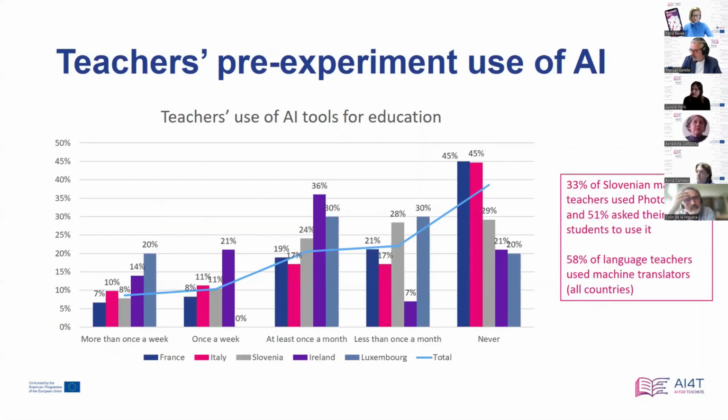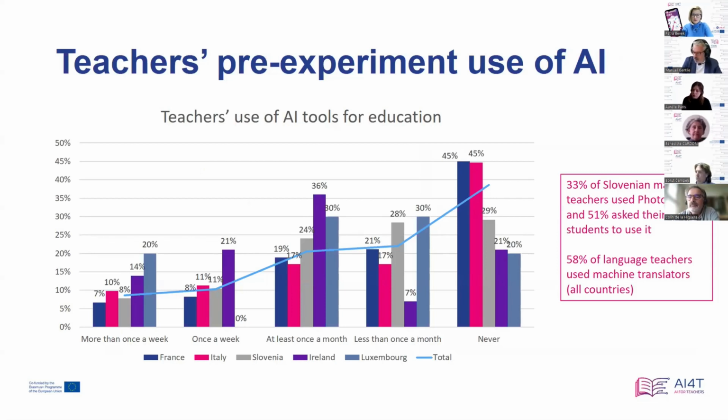Regarding the use of AI, we see variation depending on the countries. In France and Italy, almost half of the teachers had not used educational AI tools for the job, while the same proportion drops to 29% in Slovenia, and 21% and 20% in the Irish and Luxembourgish samples. And this difference could be due in part to Slovenian teachers using more Photomath, because we saw that the proportion of Slovenian teachers who use Photomath was higher than in other countries.